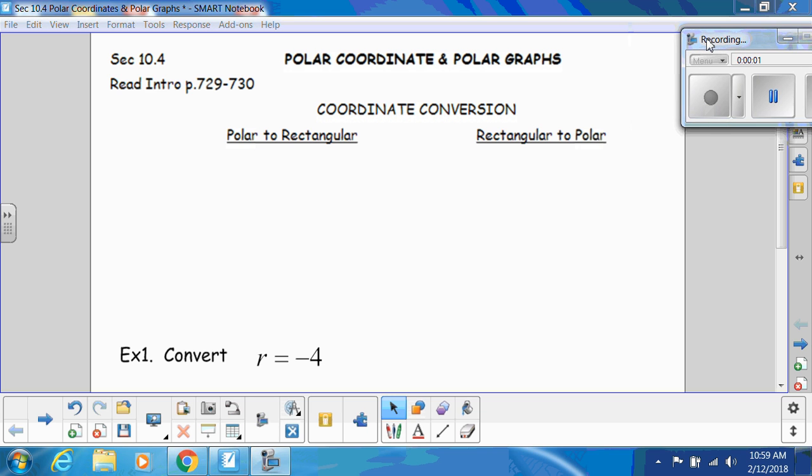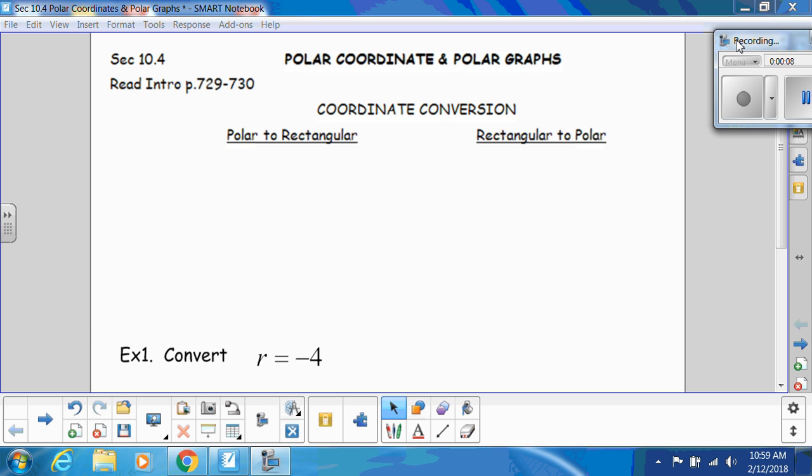Okay, we're going to review polar graphs and then look at some calculus with some polar graphs. Very important. I want to review polar graphs because the calculus heavily depends on knowing how the graph looks. So let's make sure we remember.